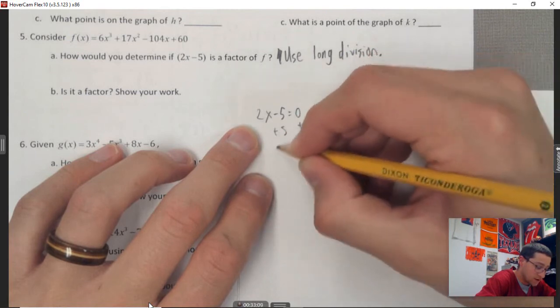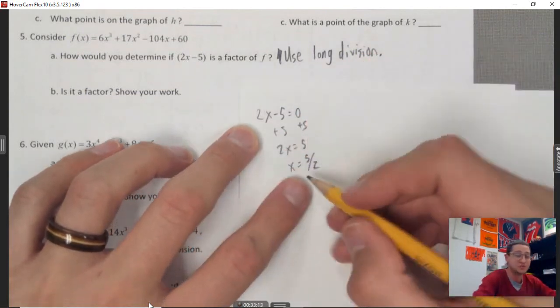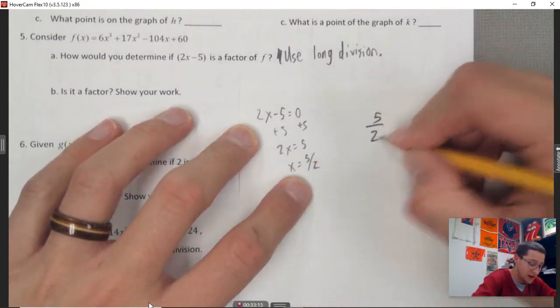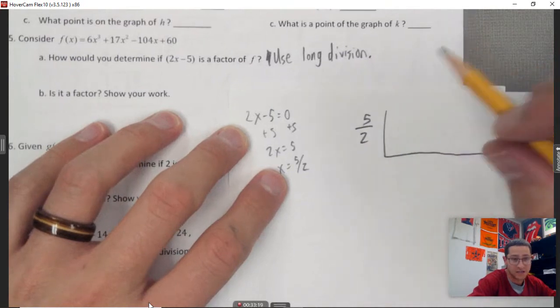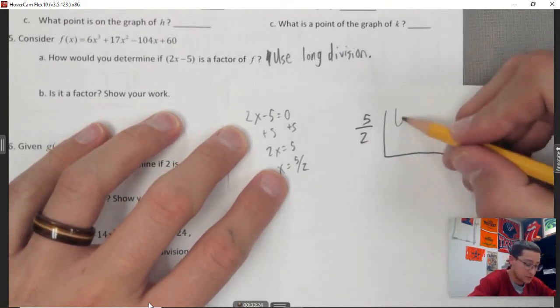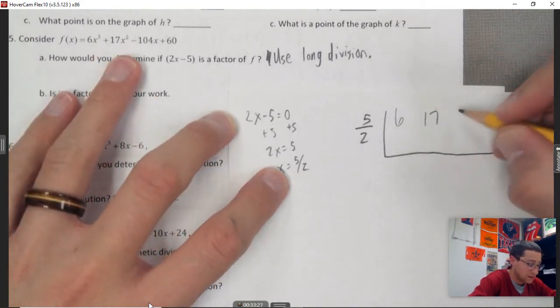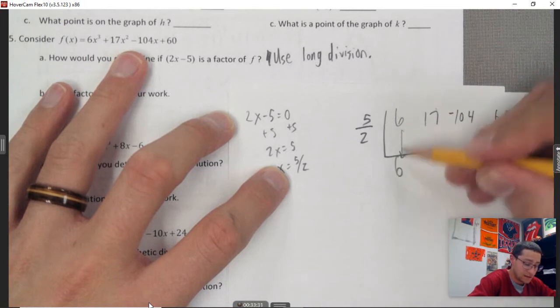Plus 5, 2x equals 5 halves. You could do synthetic division with 5 halves if you really wanted, but I'm warning you, that's a lot of fractions, a lot of decimals if you were to use decimals. But you could set it up exactly like this, and you will get the same thing. And you bring down that 6, etc.